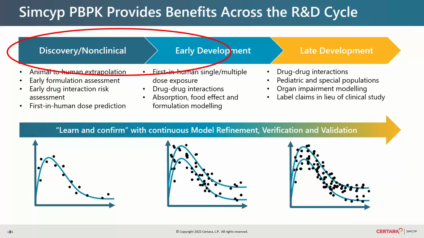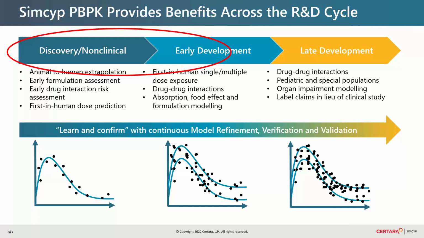So, where do we use the PBPK? We use it across a pretty wide spectrum of the R&D cycle, including not only discovery and non-clinical, but early development and late development. In later development, we can help with drug-drug interactions, dosing recommendations for pediatric and special populations, organ impairment modeling, and, as mentioned before, label claims in lieu of actual clinical studies. That's the wider Simcyp platform.